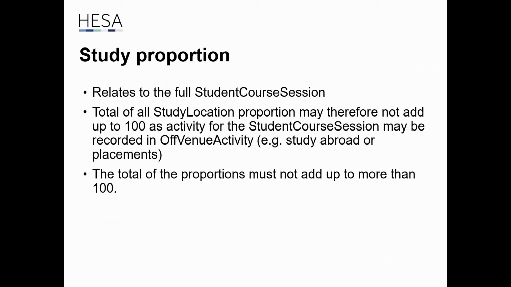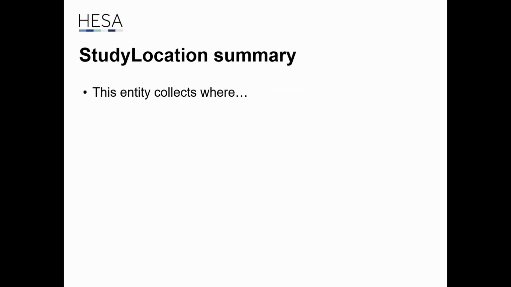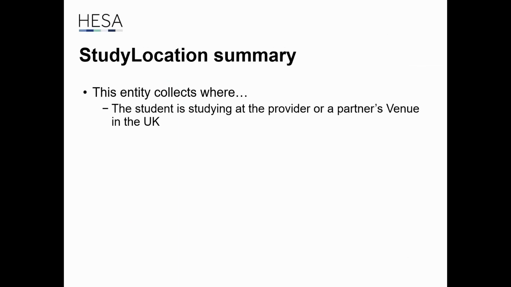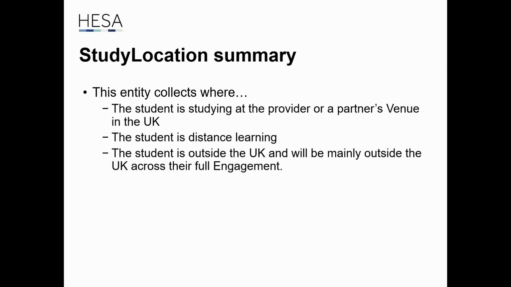So you might say here's the study location and the venue for a certain percent, but then return the overseas activity in the off-venue activity. You won't return some of that percentage in the study location as well. It's kind of one or the other. But it does mean that the totals are not going to add up to more than 100%, because clearly you can't get more than 100%. As I say, the examples will probably help show that in more detail.